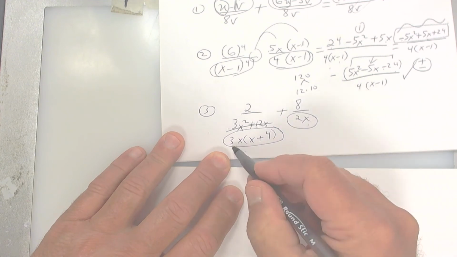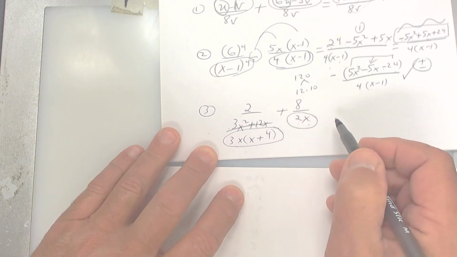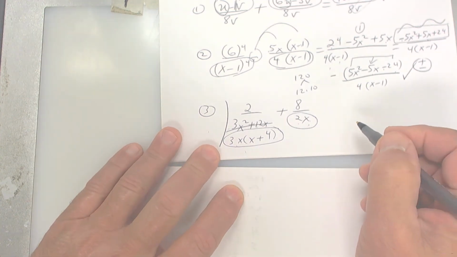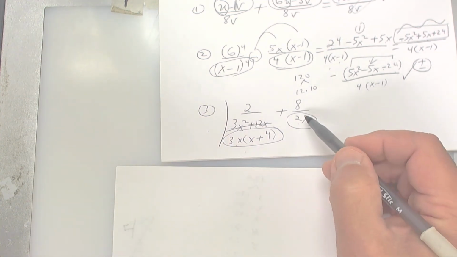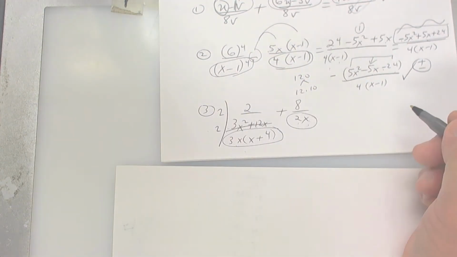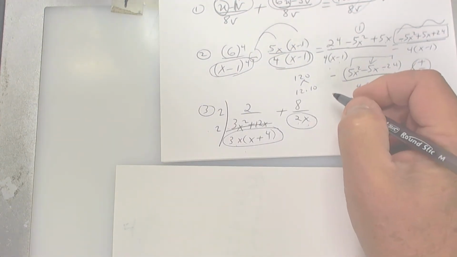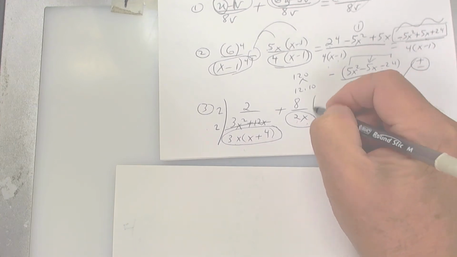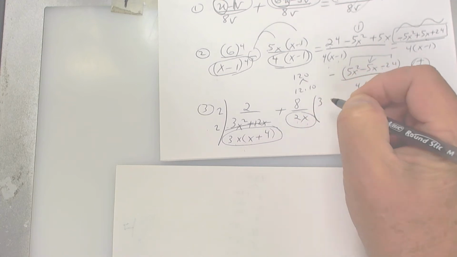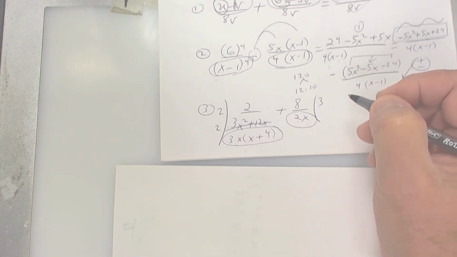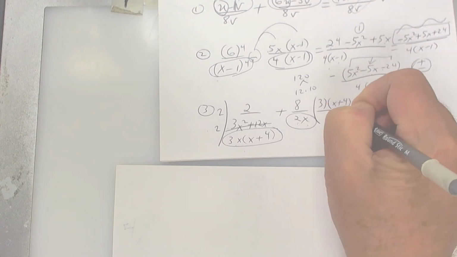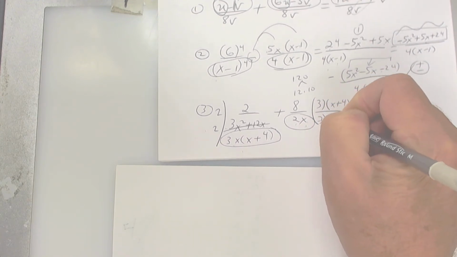But this one is 2 and 3 is a 6. So what you're going to do is multiply this side right here. You're missing, let me see what you're missing. You're missing a 2 over here. So you're going to multiply this by 2. This one you're going to multiply by 3x. Well, we already have the x, so you're going to multiply by 3, and then x plus 4.